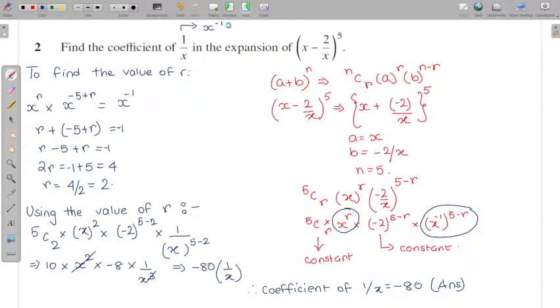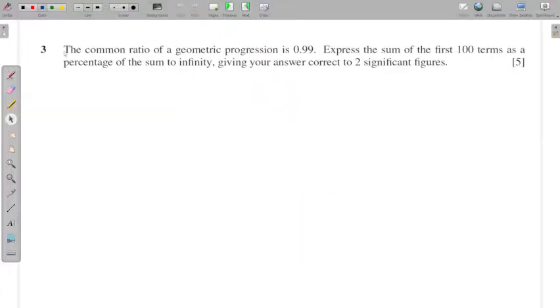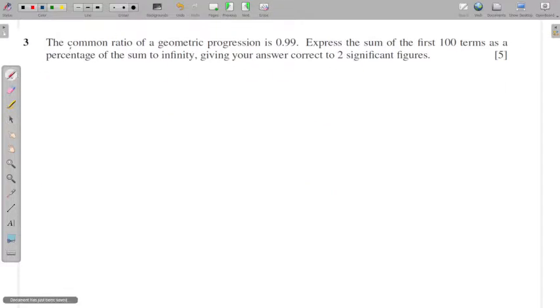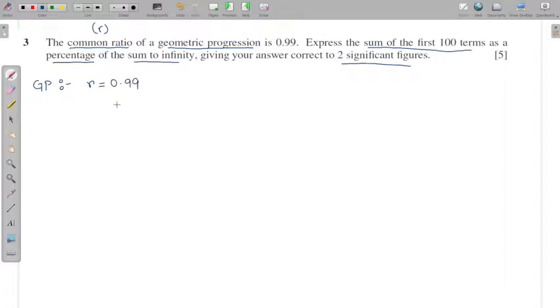Now let's move on to the third question. So in question number 3, they have said that the common ratio of a geometric progression is 0.99. Express the sum of the first 100 terms as a percentage of the sum to infinity, giving your answer correct to two significant figures. So let's jot down the data that has been given to us. So it's a geometric progression where the common ratio, which is denoted by r, is equal to 0.99.